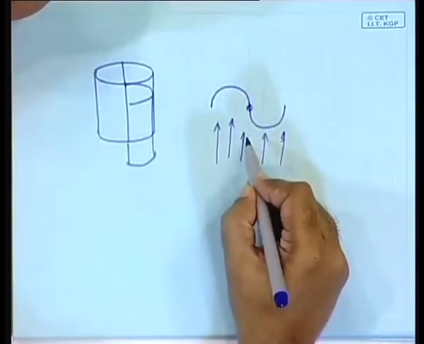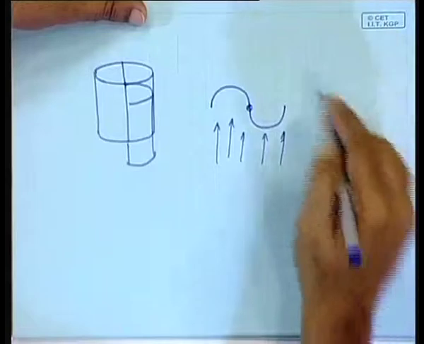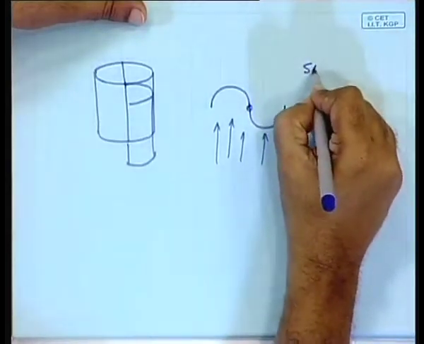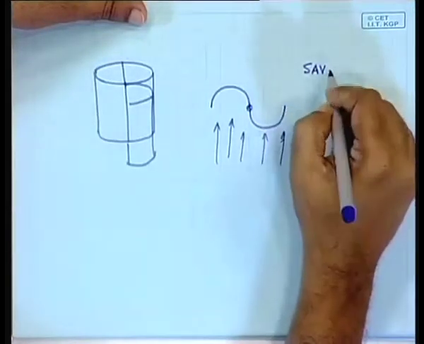Is that clear? This design is called the Savonius rotor. You remember these words because we will need it later.